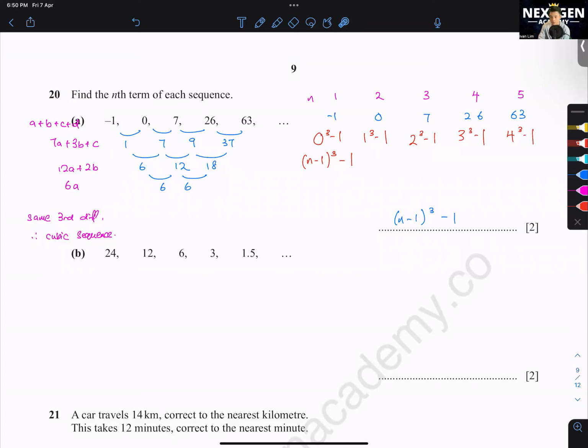Anyway, so you all need to be clear what sequence is this first. Okay, what sequence is this? But for 1 mark only, this one don't stress too much lah. Okay, don't stress too much. We just try our best.